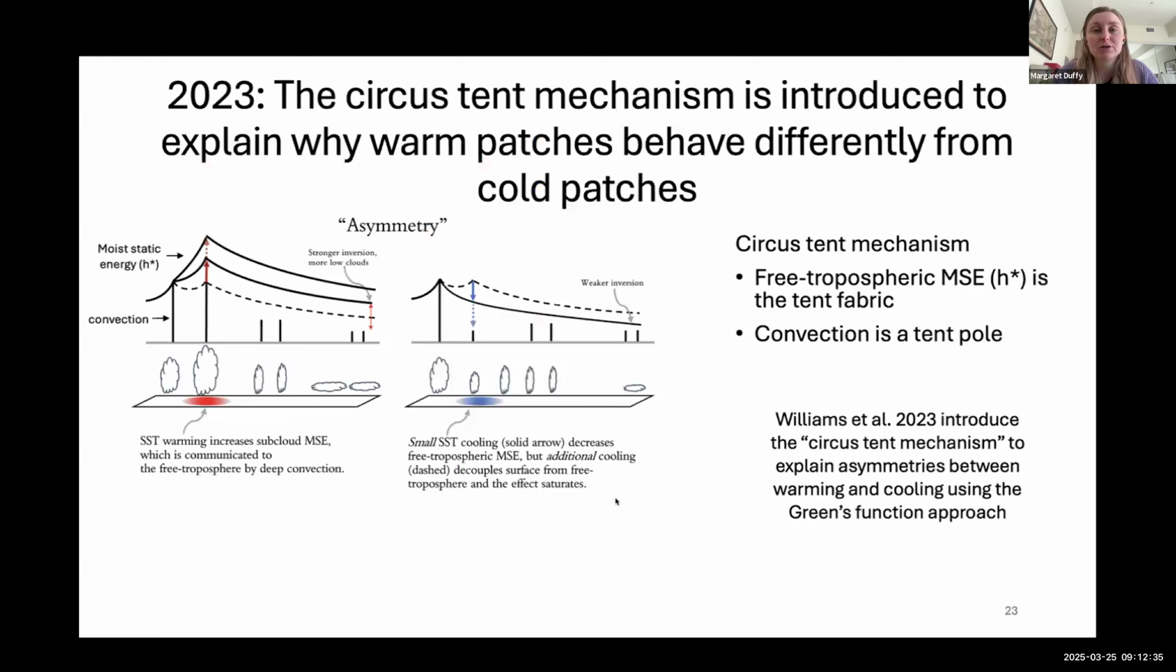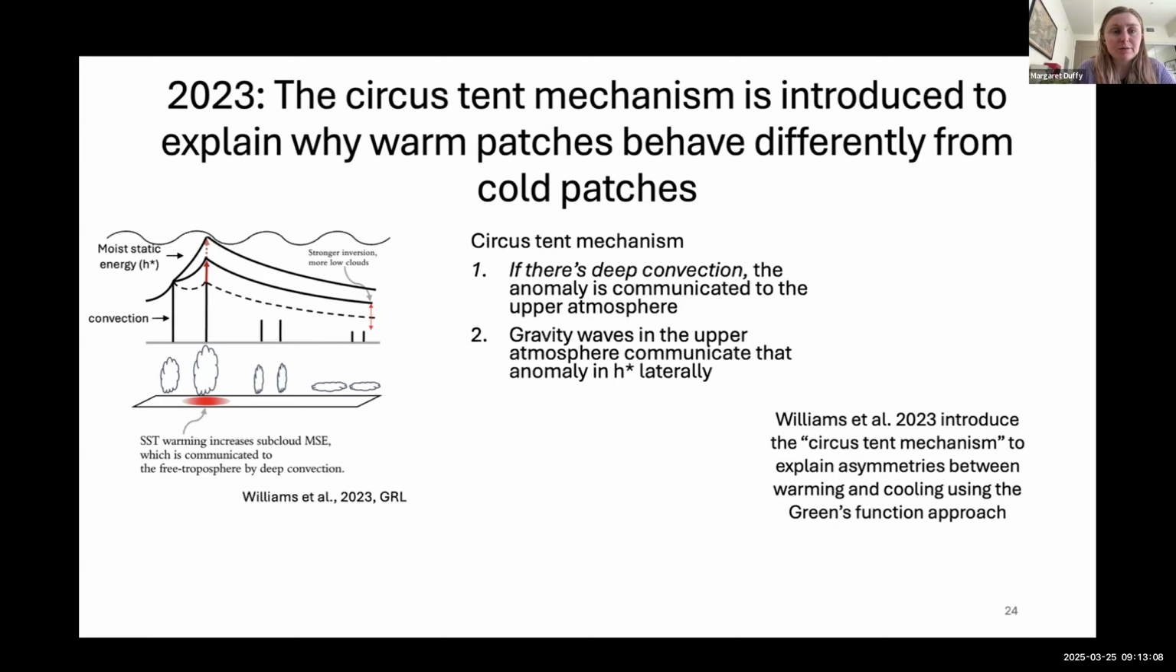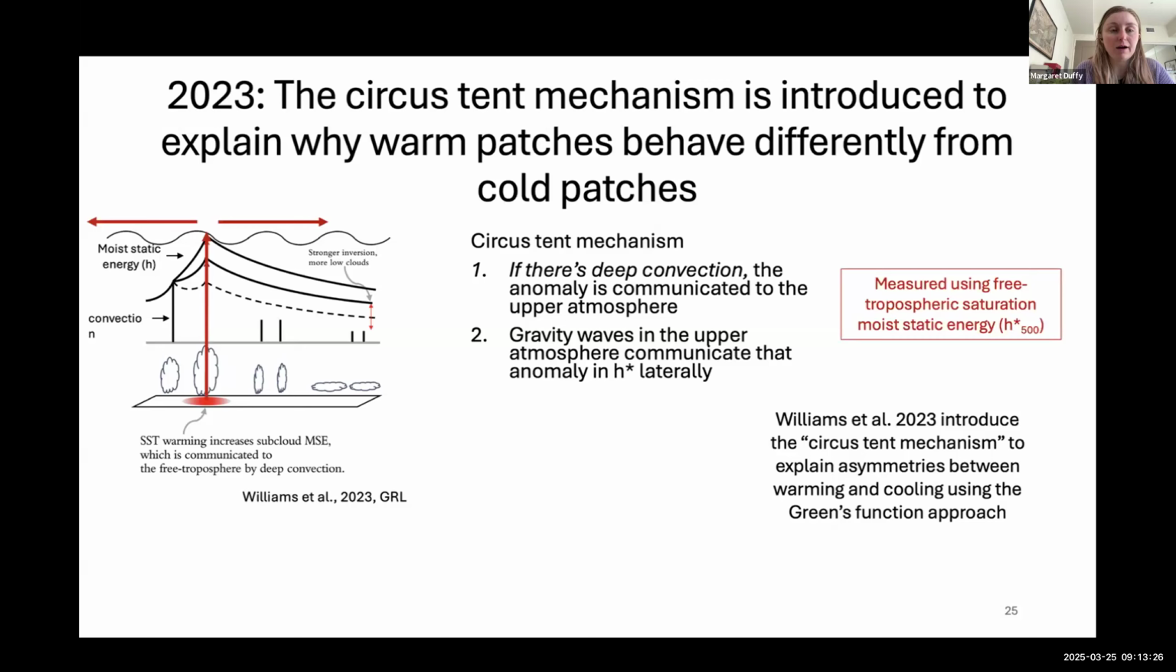And then in 2023, the circus tent mechanism was introduced, not to explain the pattern effect per se, but to explain the asymmetry between warming and cooling patches. The idea here, just as a reminder, is that deep convection is like your tent pole, and your free tropospheric moist static energy is like your tent fabric. If you have an anomaly in a region of deep convection, that anomaly will be communicated higher up to the free troposphere via that deep convection and impact your free tropospheric moist static energy. That free tropospheric moist static energy can be communicated laterally via the weak temperature gradient approximation, gravity waves. Therefore, if you warm in a region of deep convection, you get this very non-local impact of your warming, whereas if you warm in a region of not deep convection, you'll just get a very local impact from your warming.